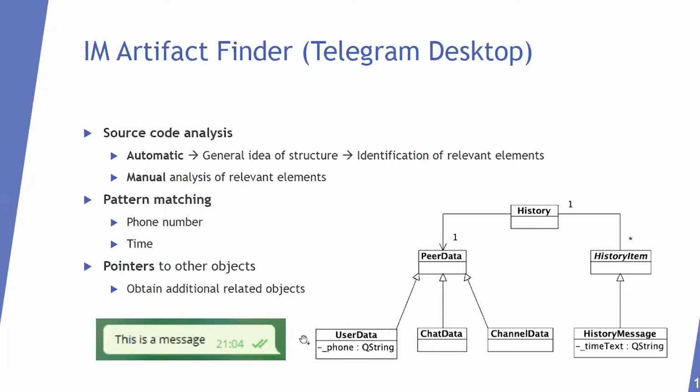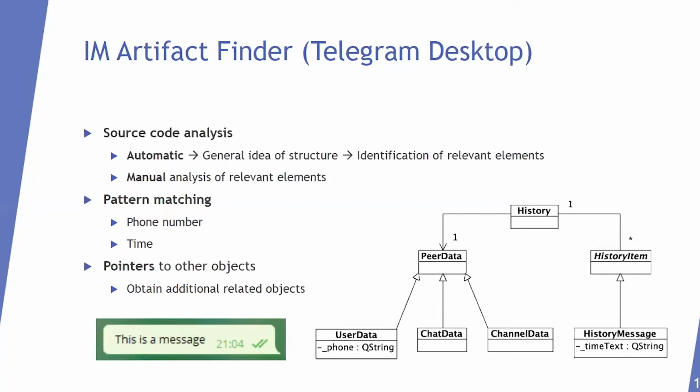The user data class has the phone attribute. So in order to find user data objects inside a process dump, we look for phone number patterns. On the Telegram desktop graphical user interface, it shows the time each message was sent, as shown at the bottom left of this slide. This information is stored in the time text attribute of the history message class. So in order to find history message objects inside a memory dump, we look for time patterns.